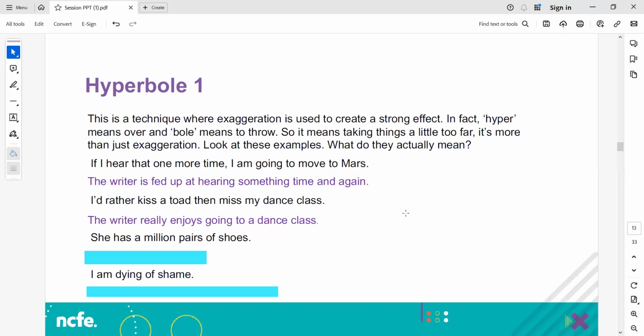She has 1 million pairs of shoes. It means that the person is saying she has a lot of shoes, way more than a typical person would have. Yeah, there's lots of shoes. That's something we often hear a lot. When there's a lot of something, people say, "Oh, there's millions." How many people were there? Oh, millions. So it's something we hear a lot, that hyperbole, using the word million to mean a lot.